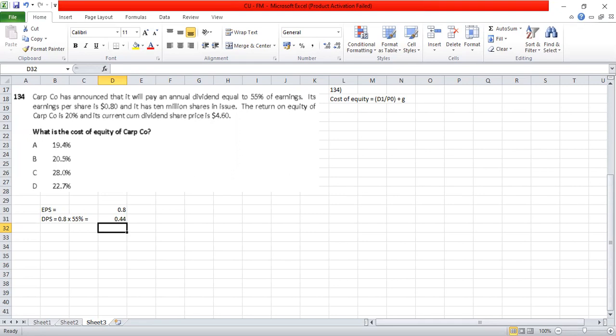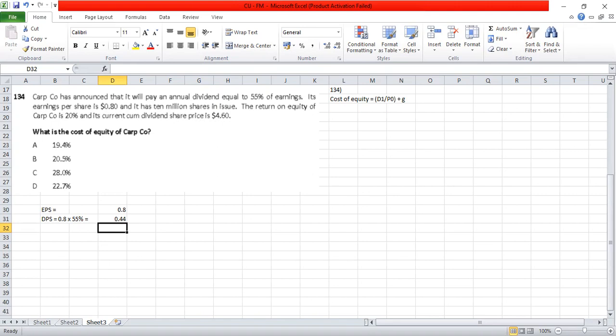What are the things we are supposed to know? First thing is we need to know what is the dividend amount. Then we need to know what is the current market price. Then we need to know what is G. So there are three variables for us to calculate in the formula. First variable is D1. Second variable is P0. The third variable is growth. Do we see all the three present there?